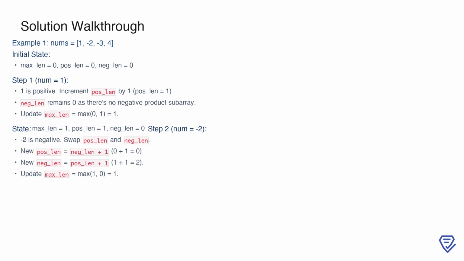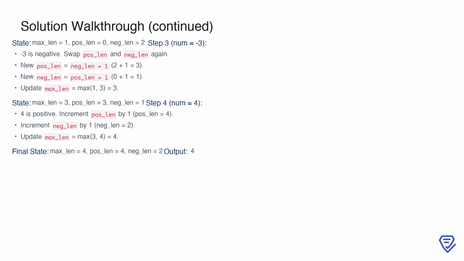1. Moving to the next number, -2, which is negative, we swap pos_len and neg_len. Since neg_len was 0, the new pos_len becomes 0, and the new neg_len becomes the previous pos_len plus 1, which is 2. Max_len remains 1 because the maximum of 1 and the updated pos_len, which is 0, is still 1.